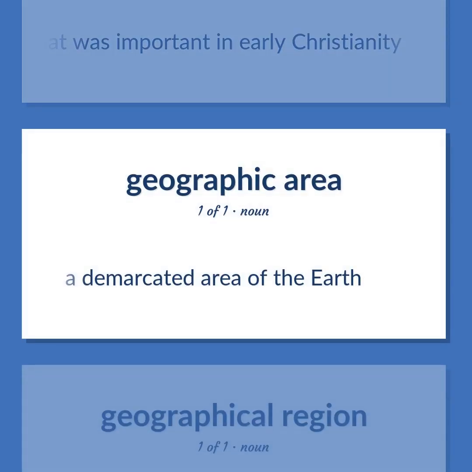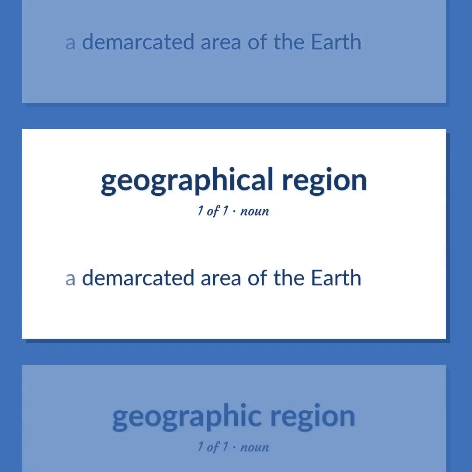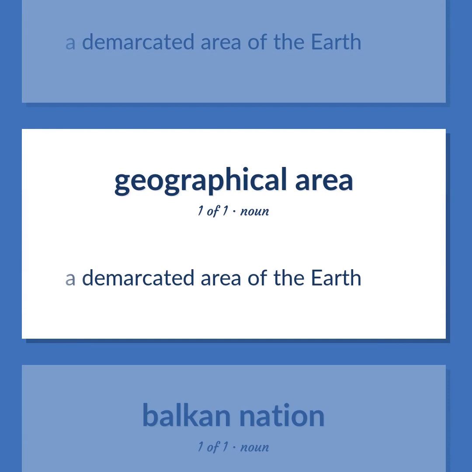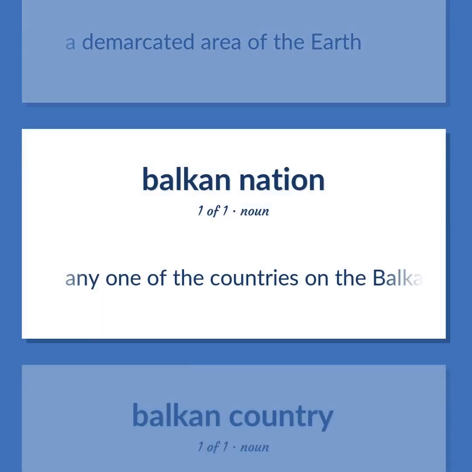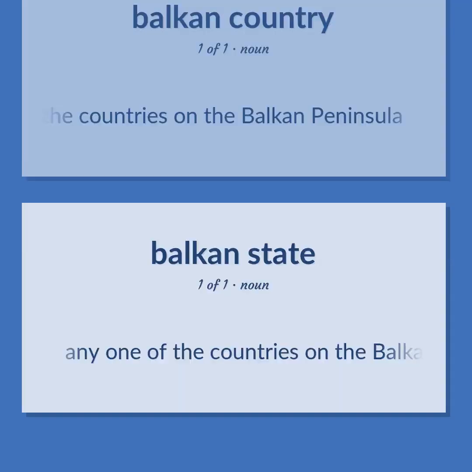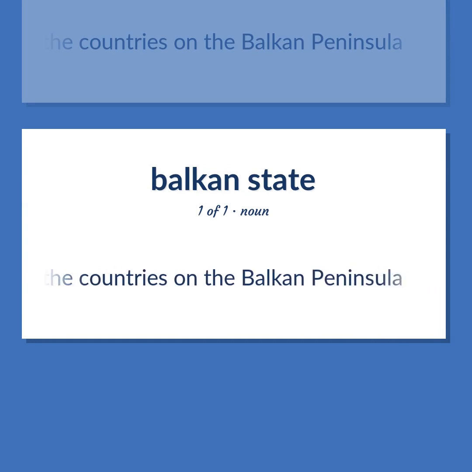A demarcated area of the earth. Any one of the countries on the Balkan Peninsula.